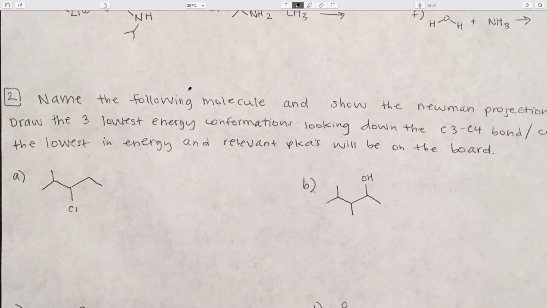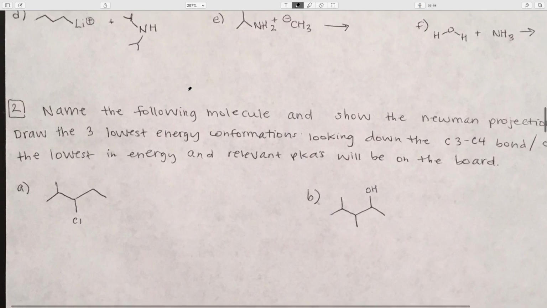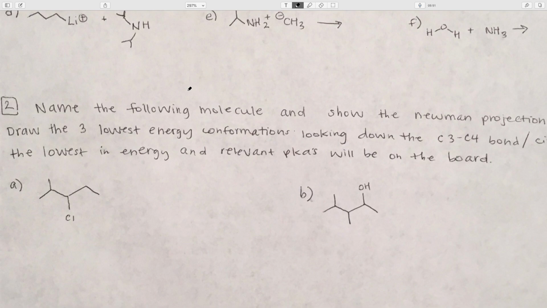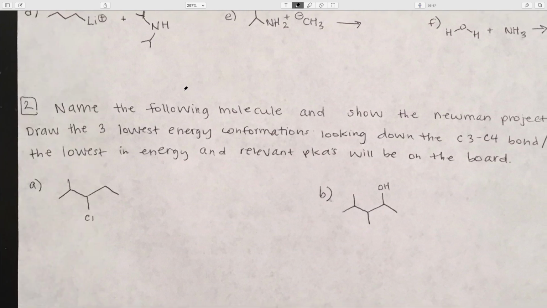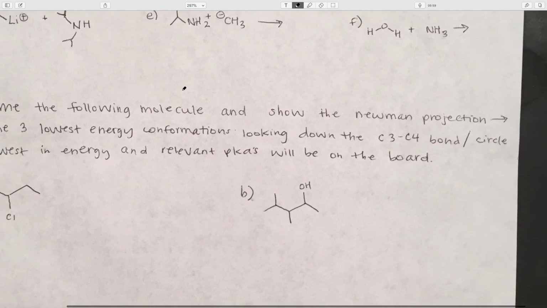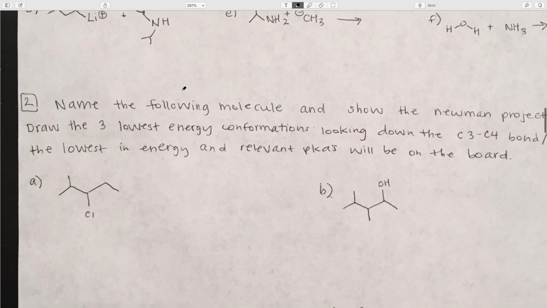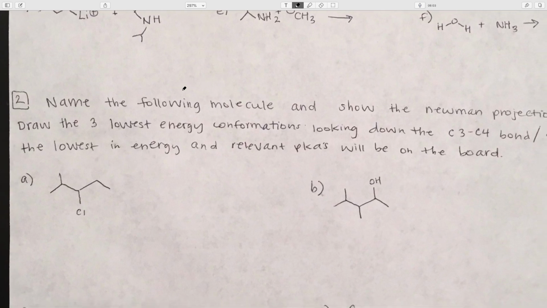So I just want to pull this up because I'm screen recording this right now for you guys later on. Name the following molecule and show the Newman projection. Draw the three lowest energy conformations looking down the carbon-3, carbon-4 bond. Circle the lowest in energy and relevant pKa's will be on the board. So for this one, you notice that when we have to look down the carbon-3, carbon-4 bond, we have to name it first.